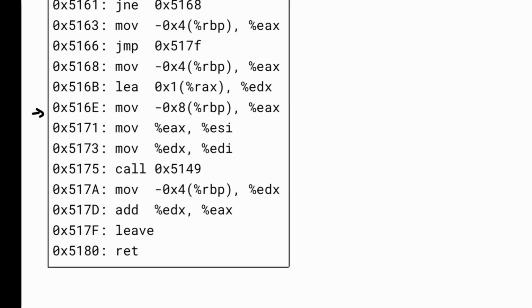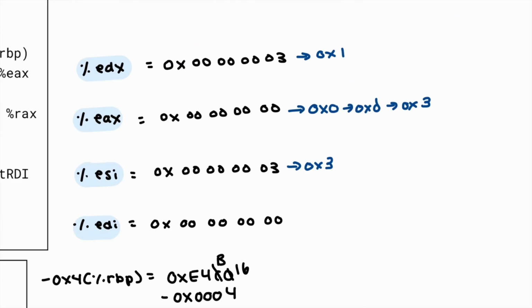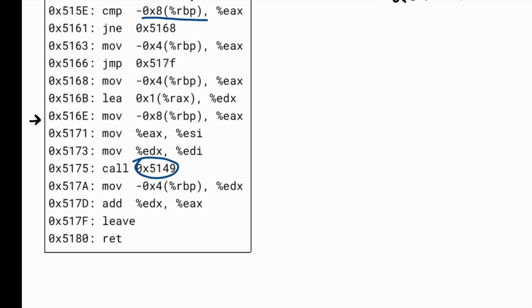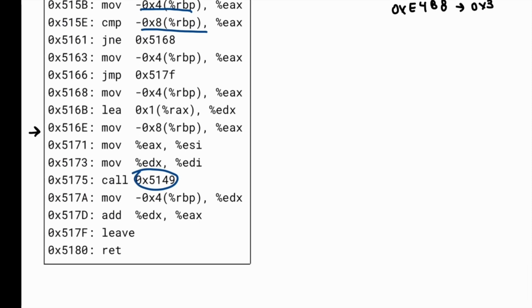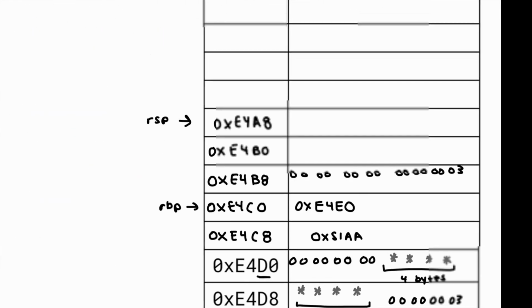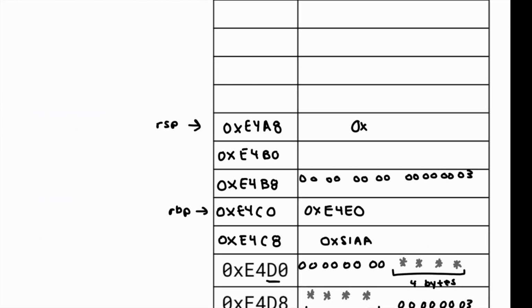EDX is moved into EDI, so EDI becomes 0x1. And now we're going to call this address. The call instruction involves moving the RSP pointer up towards the lower memory address, allocating 8 bytes of space. This new address will be E4A8, and then we're going to move the return address into the space. So we're going to move 517A into this part right here so we can return to it later.